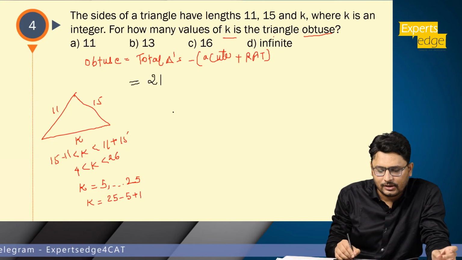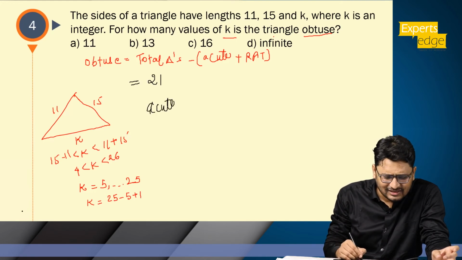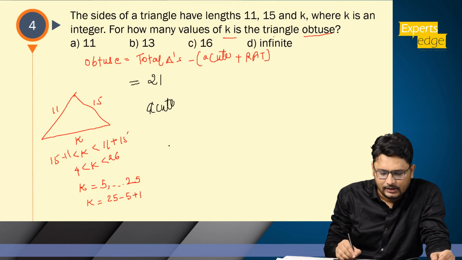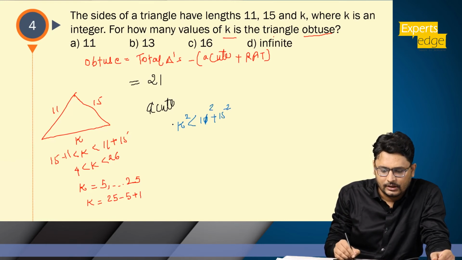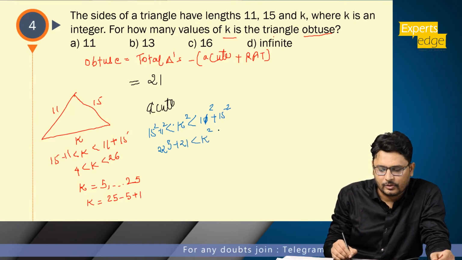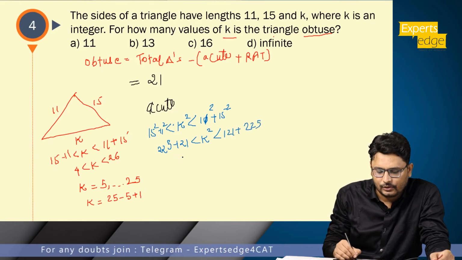Okay, but it is not asking total. Let's now find the acute. So for acute, what is the shortcut? What was the shortcut for it? The third side ka square has to be between... Okay, let me take a different color. This k square has to be less than the sum of squares of the other two sides, that is 11 square plus 15 square, and it should be greater than 15 square minus 11 square. So basically 225 minus 121 is k square. This would be what? 121 plus 225. So this comes out to be 104.